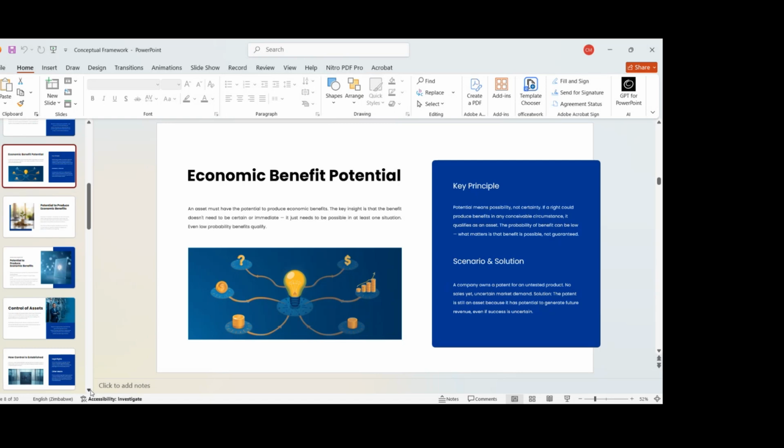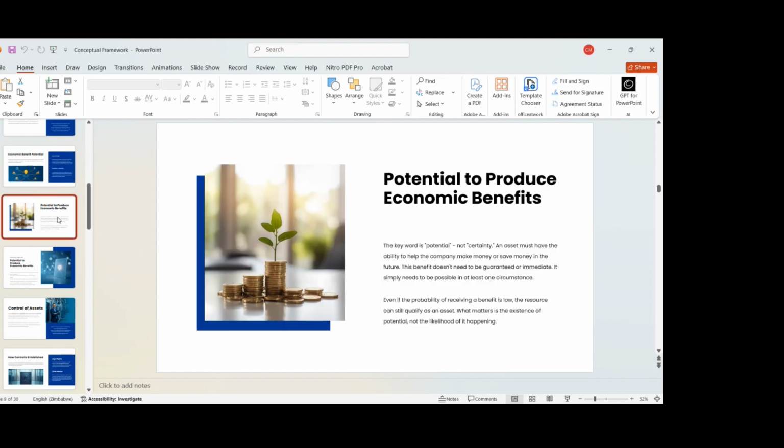A simple scenario: a company owns a patent for an untested product, with no sales yet and uncertain market demand. The question: do we have the economic benefit potential? The patent is still an asset because it has the potential to produce future revenue, even if success is uncertain.